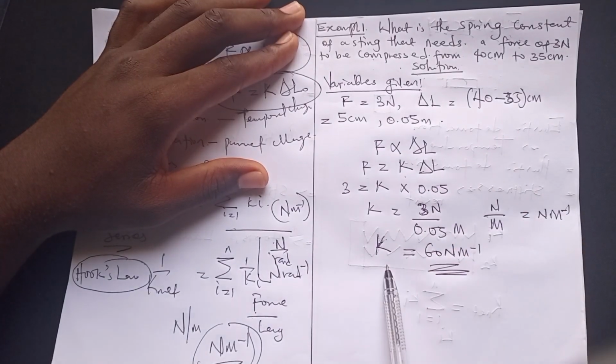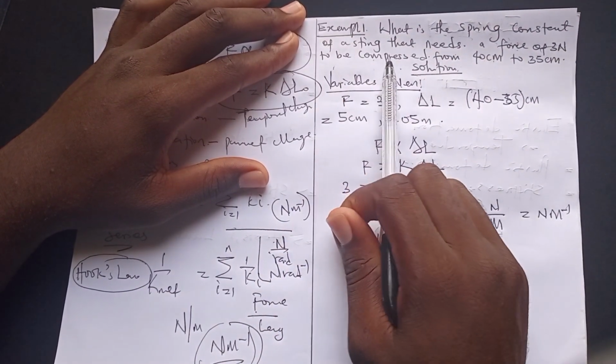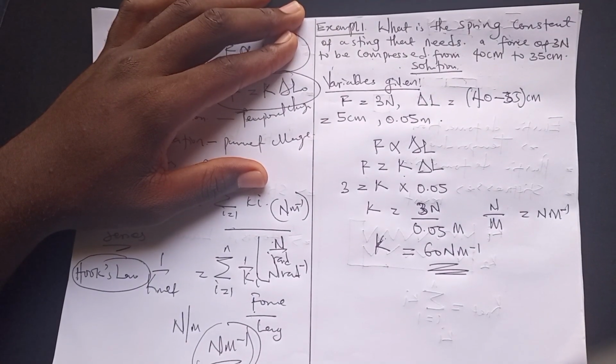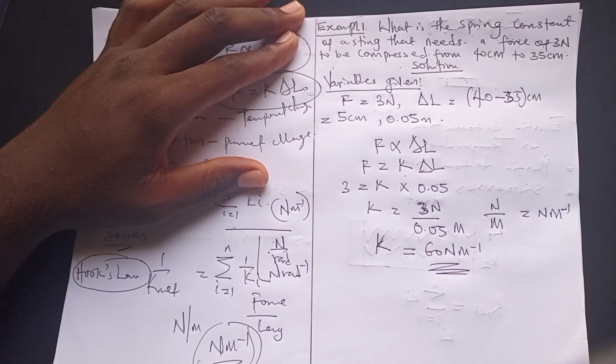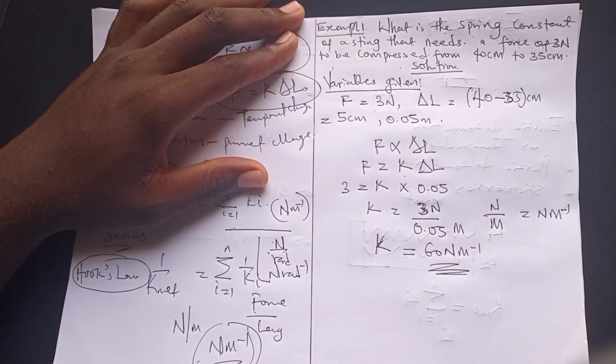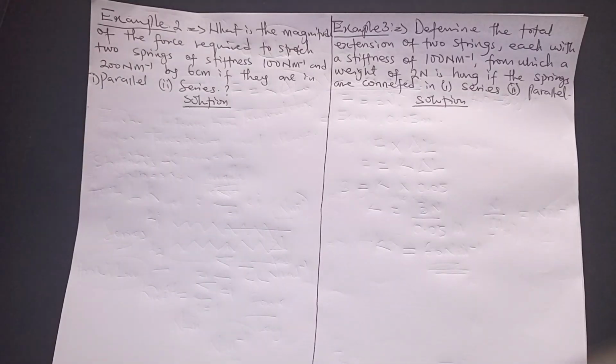So this is the value for the spring constant of the spring that needs a force of 3 Newton to be compressed from 40 centimeter to 35 centimeter. So let's take another question.